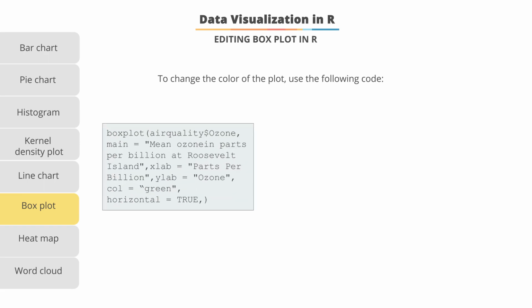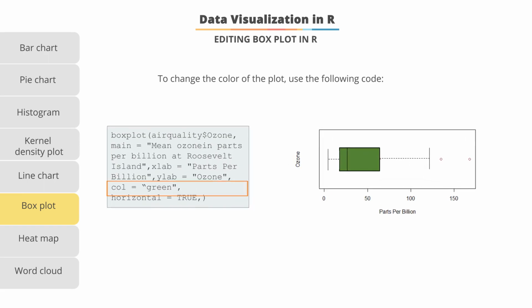If we want to change the color of the box, all we do, again, is use the col argument and set it equal to green, or whatever color you'd like. R allows for all colors, including hex codes, so that you can specify as you see fit. R also allows for color combinations, so it will automatically group sets of colors together.